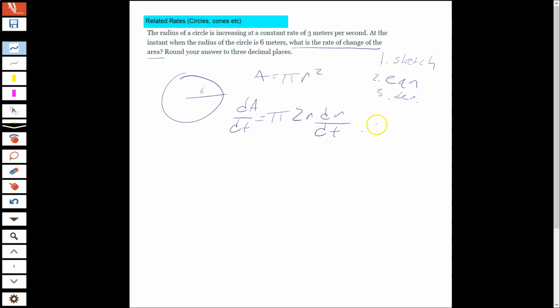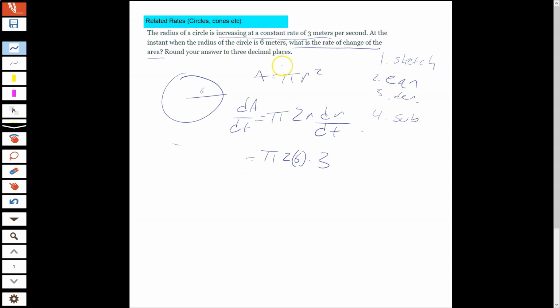Now we're just going to substitute and solve, and this is on the easier side. So substitutions, we don't know what the change of the area is. That's actually what we're trying to find. That's the question. Pi is pi. 2r though, we know r is 6. So pi times 2 times 6. And then dr/dt. And it says the radius of the circle is increasing at a constant rate of 3 meters per second. Okay, so that is 3. Positive 3 because it's increasing.